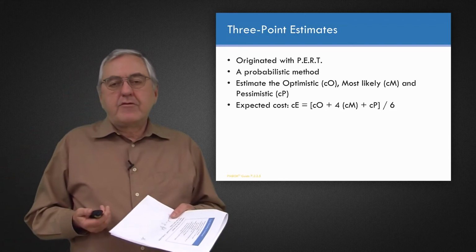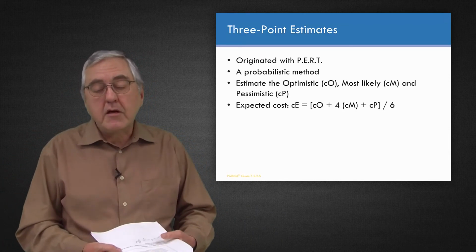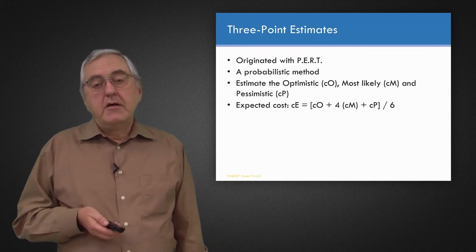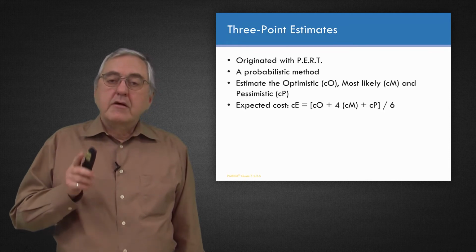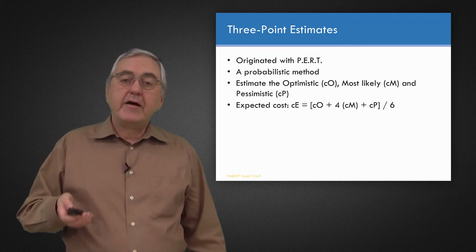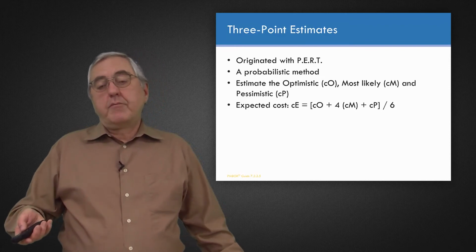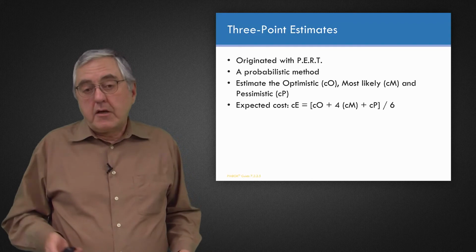PERT gave us this simplified, abbreviated method of coming up with the expected cost, as you see in the numbers on my left. You take the optimistic, the pessimistic, 4 times the most likely, and you divide it all by 6. It's only an approximation, but heck, estimating is approximating the cost of your project.